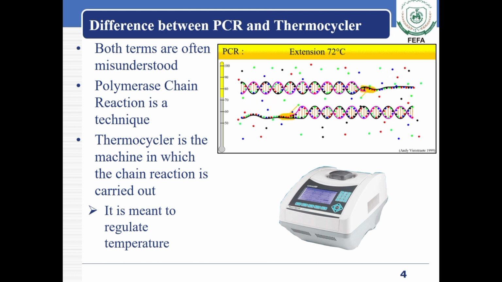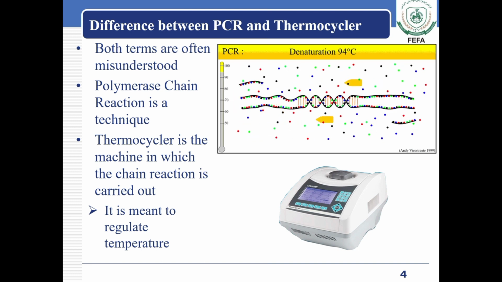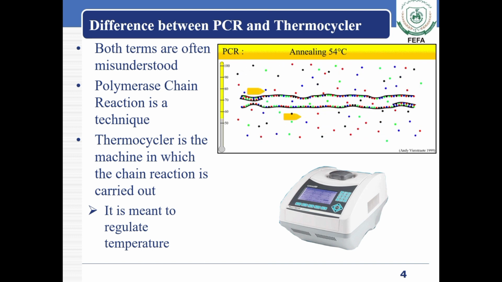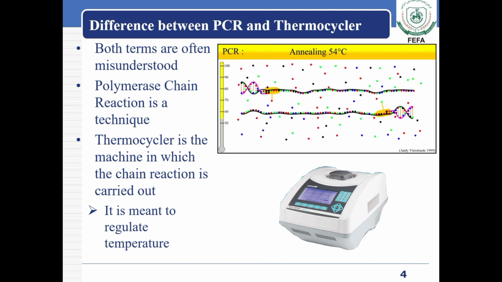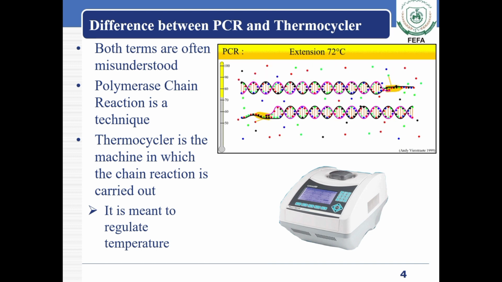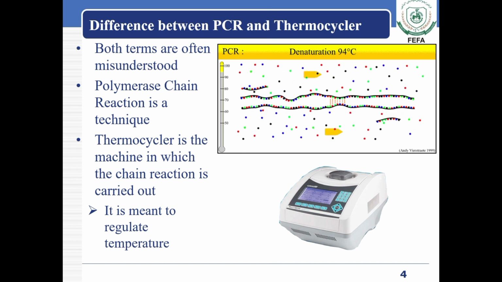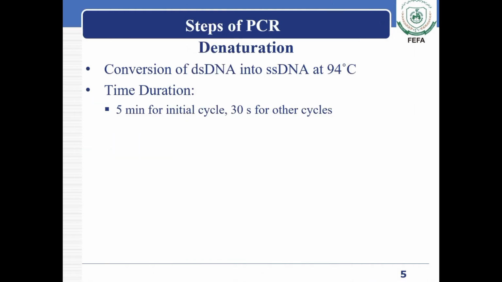These 4 components, template DNA, dNTPs of 4 different types, primers, forward as well as reverse, and Taq polymerase, are mixed with one another, and the mixture is known as the reaction mixture or polymerase chain reaction mixture. Now we will go to the mechanism of polymerase chain reaction, which is also called the steps of polymerase chain reaction.